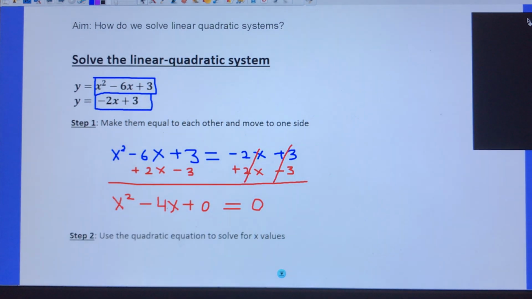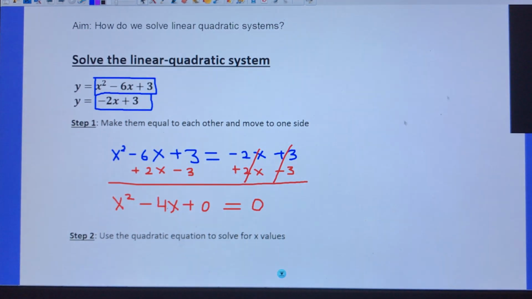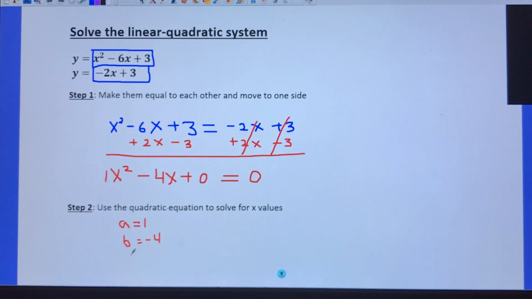Next, step number 2. Step number 2 is use the quadratic equation to solve for the x values. I have my equation right here, so remember your a, b, c numbers. The a number is going to be the front number. Since there's no front number here, it's going to be 1. So a equals 1, b equals the one next to the x, which is negative 4, and c is equal to 0.